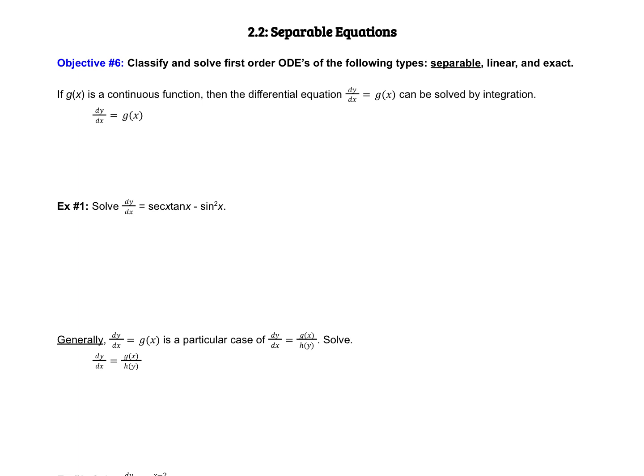So starting at the top, if g of x is a continuous function, then the differential equation dy dx equals g of x can be solved by integration. And you did this, like I said, in Calc BC. So we kept y's on one side, we kept x on the other. So on the right side, I'm going to end up with g of x dx. Then I'm going to integrate. The integral of dy is just y. The integral of g of x is capital G of x plus c, where capital G of x is the antiderivative of little g of x.